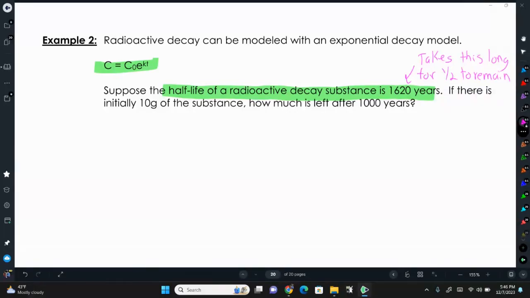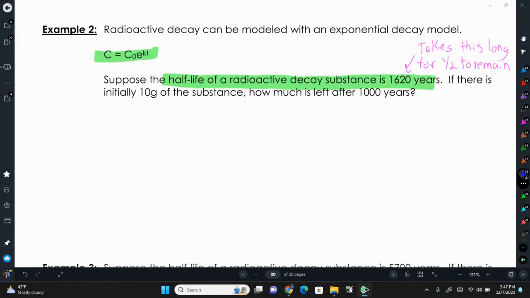So if we start out with 10 grams, in 1,620 years we would lose half of that and go down to 5. Well, in another 1,620 years, we wouldn't lose 5 grams, we would lose half of 5, so we would be down to 2.5 grams. So we keep losing half of what we had every 1,620 years. So let's set this up. We have our t value for the half-life, 1,620 years, but we don't know what that k value is, so we need to find k first.